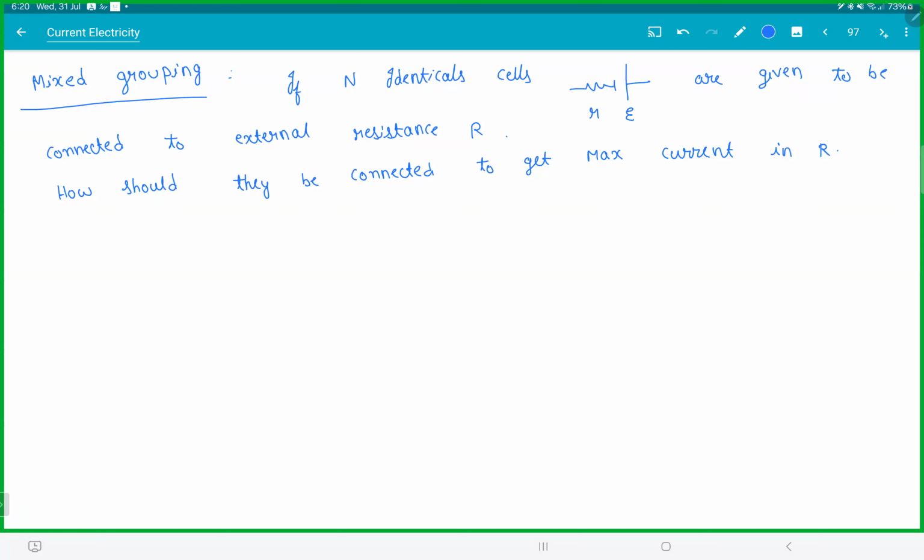Now see, one thing, I can keep all in series. I'll get more EMF, but I'll also get more internal resistance. I can keep all in parallel. I'll get less resistance, but the problem is, I'll get less EMF also. So the general notion is, this is what we assume. We take n cells in series. Like this, we take m branches.